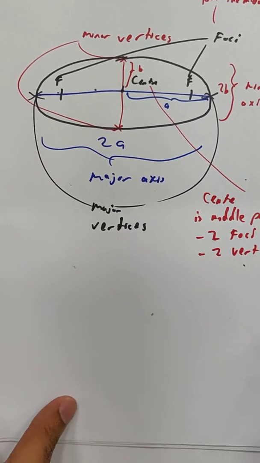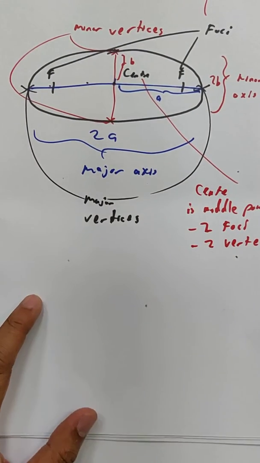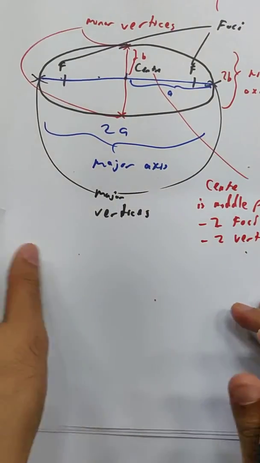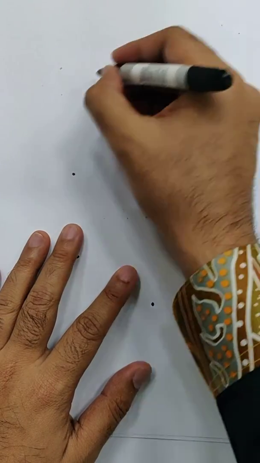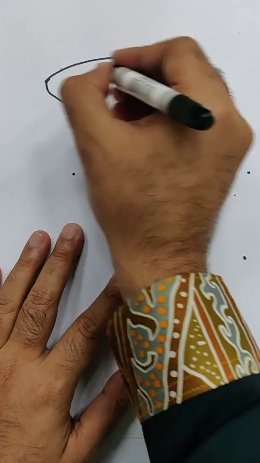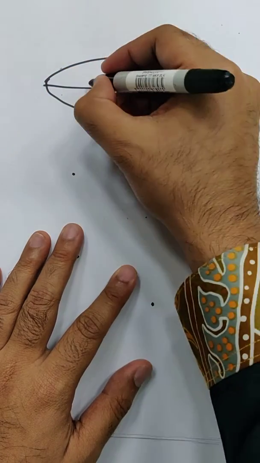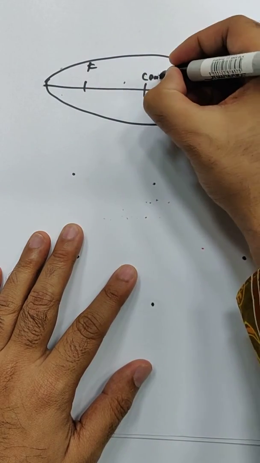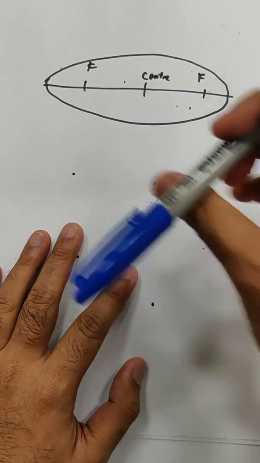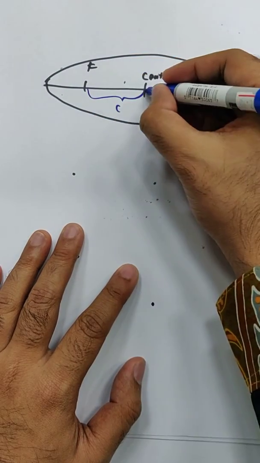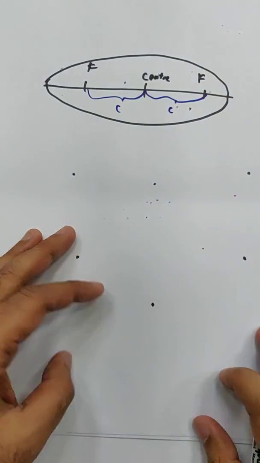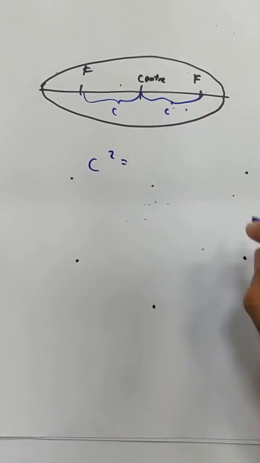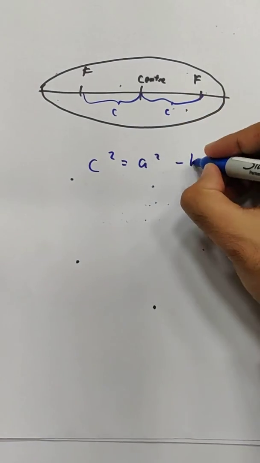Well, foci has its own formula. This is what we call this length. I think I'm a bit overcrowded there. Let's make a dedicated one. Let's call this a center. Let's call this a F. This length here is what we call C. And the formula for that is C squared equals A squared minus B squared.